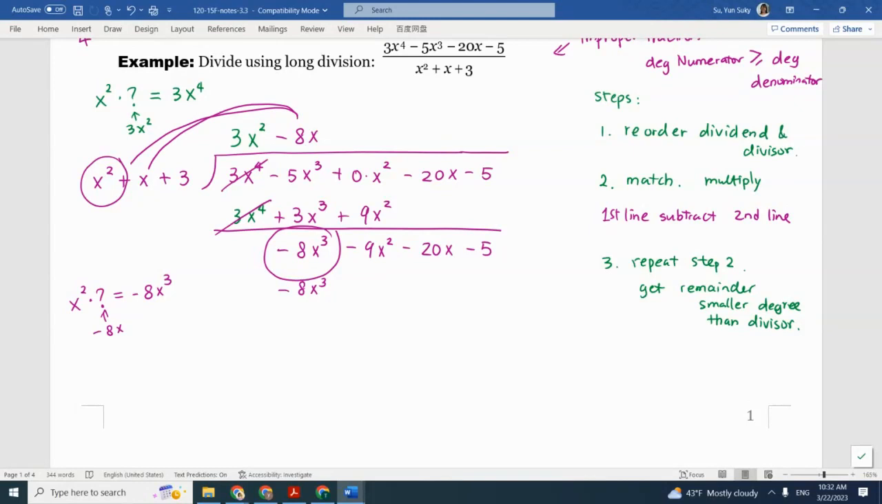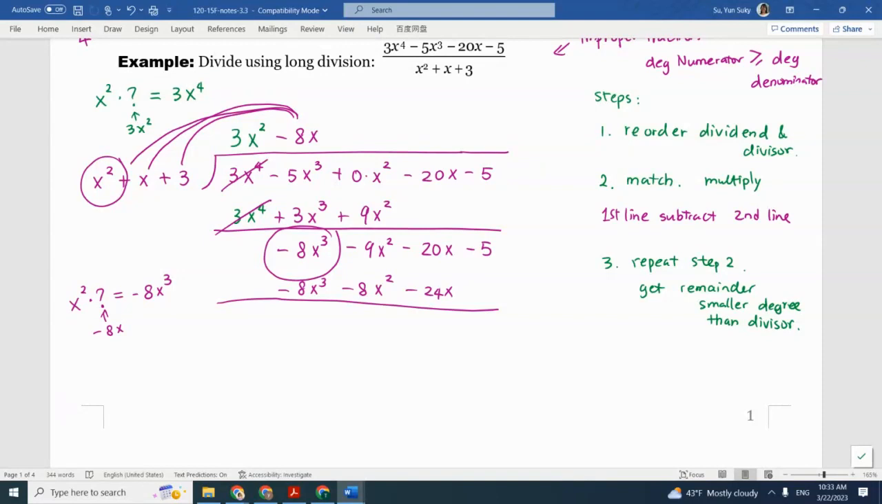Negative 8x times x is... Yes. Can you also tell me negative 8x times 3? Yes, very good. And then we use the first line, subtract the second line. This minus this is... minus negative becomes plus. Zero. Yes, and this is always 0.